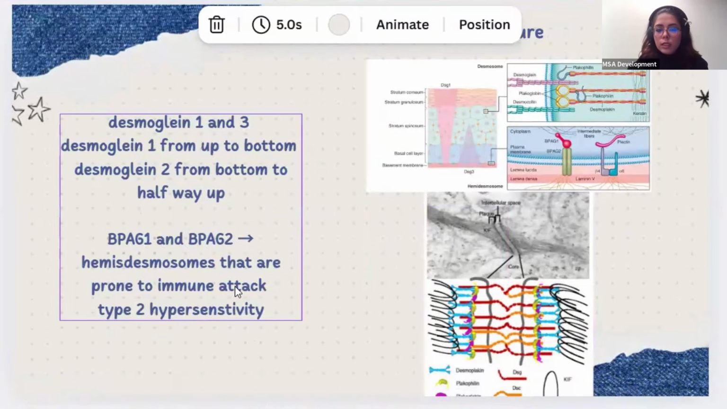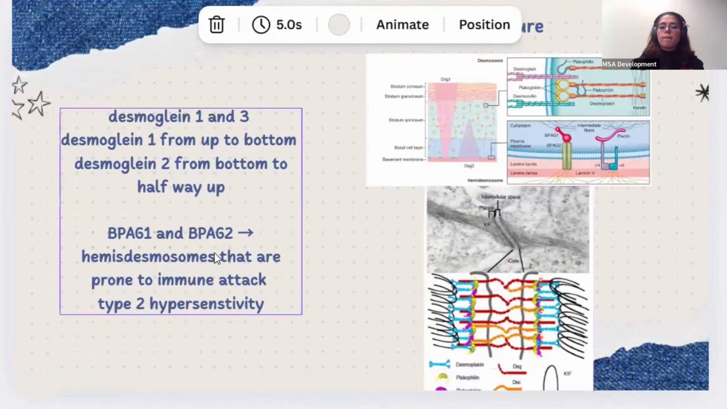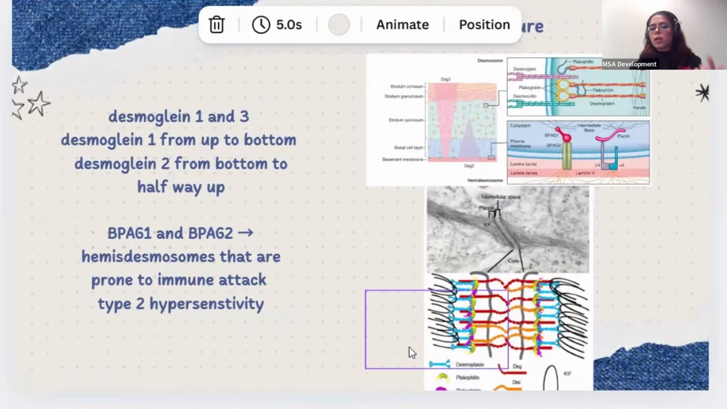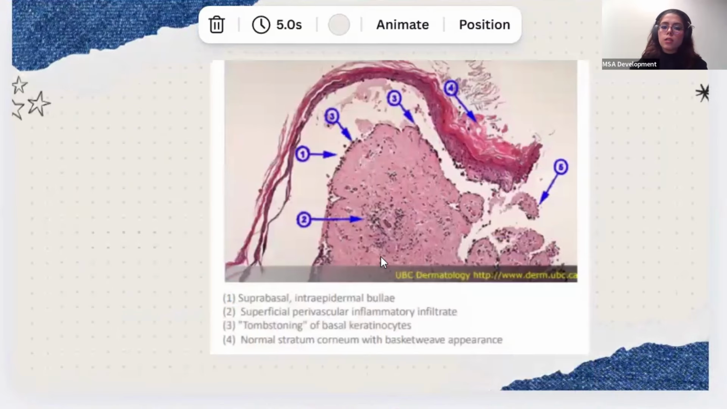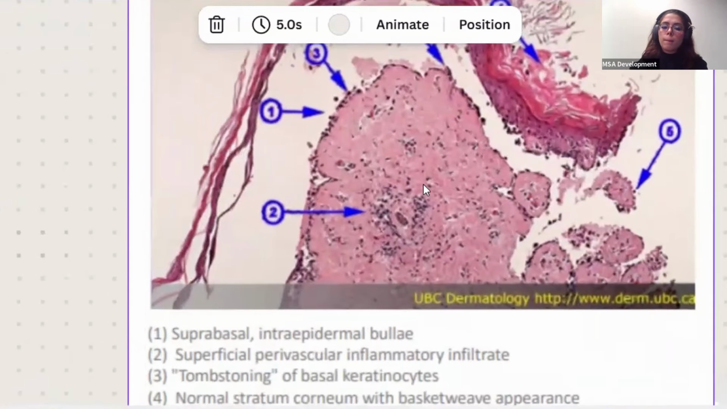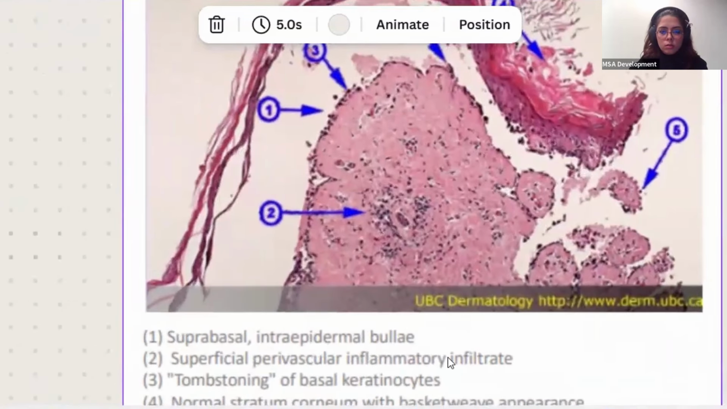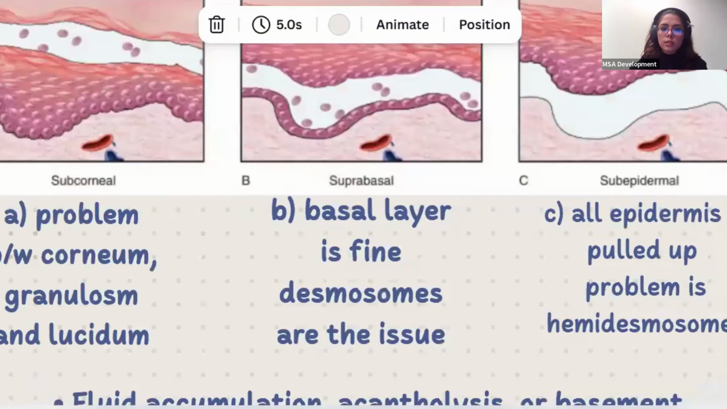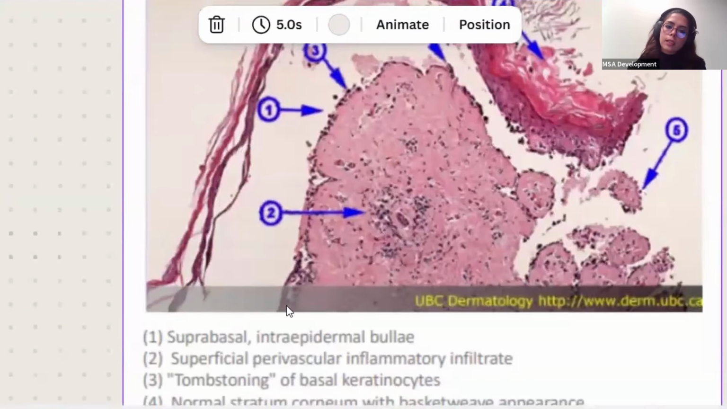BPAG1 and BPAG2 get attacked by the immune system in a type 2 hypersensitivity response. This is what it looks like. I believe this is suprabasal, because you can still, to some extent, see the basement membrane.